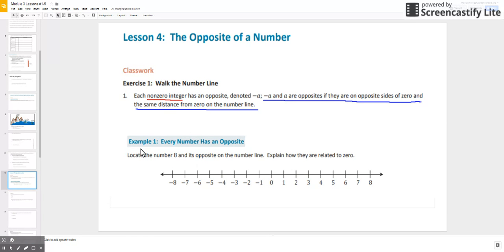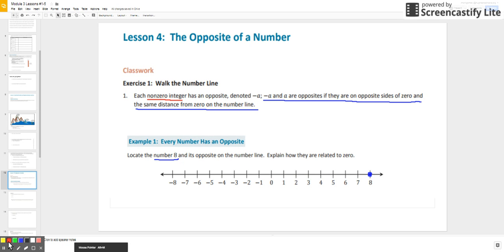All right, let's look at example number 1 down here. It says every number has an opposite. Locate the number 8 and its opposite on the number line. Explain how they are related to 0. So let's first identify 8. If we look at 0, 8 is over here. Of course, we're going to mark it, and put that bubble in there for 8.